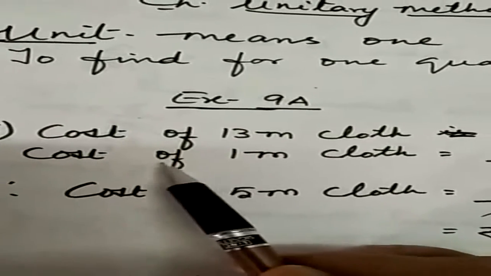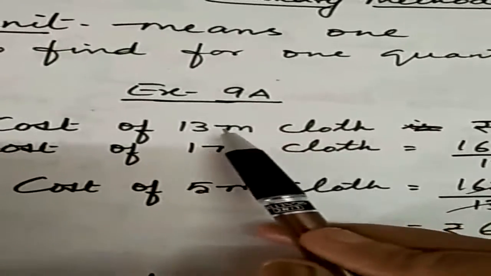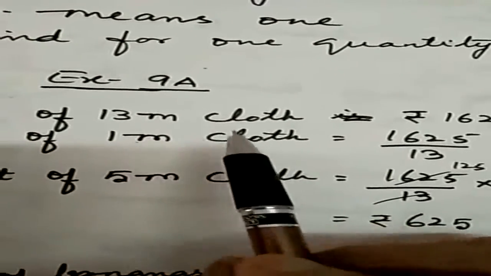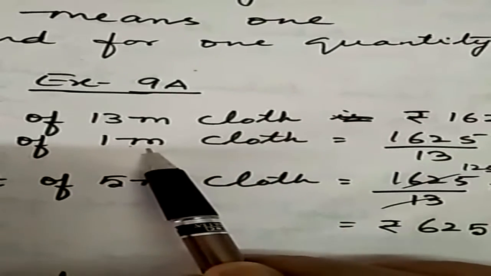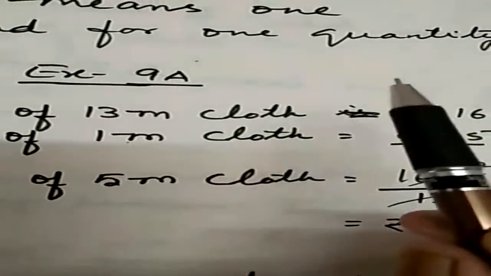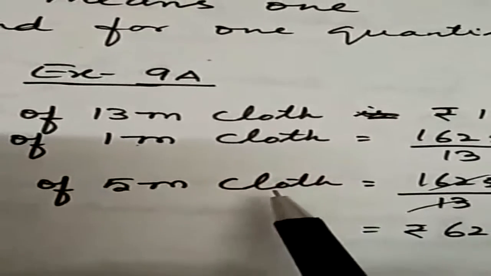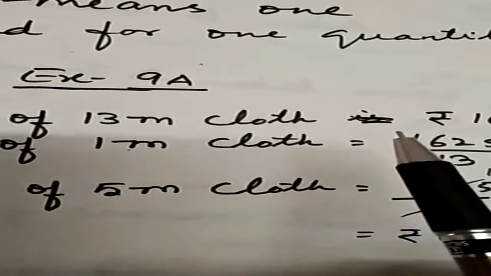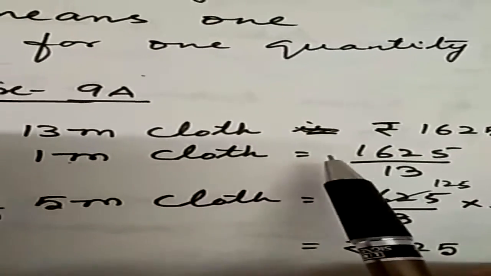Now as it is a unitary method, 13 meter of cloth is given, you have to find for 1 meter. When 13 meter of cloth is costing rupees 1625, then 1 meter of cloth will be costing more or less? 1 meter will be costing less. Less means you have to divide, more means you have to multiply.